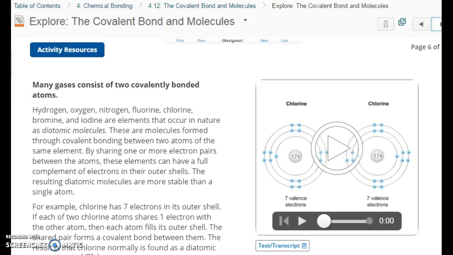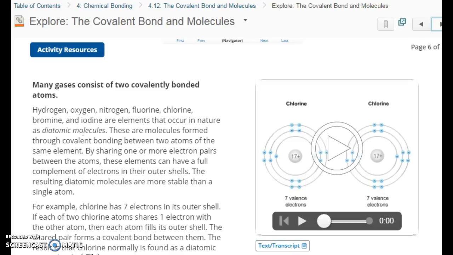Many gases consist of two covalently bonded atoms. Hydrogen, oxygen, nitrogen, fluorine, chlorine, bromine, iodine are elements that occur in nature as diatomic molecules. All right, what does di mean? Two. So two atoms in a molecule. What are molecules? They're covalently bonded together.